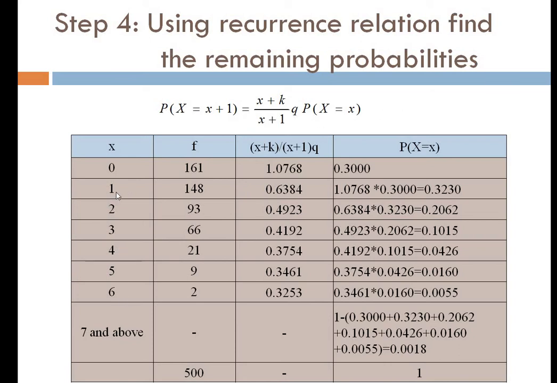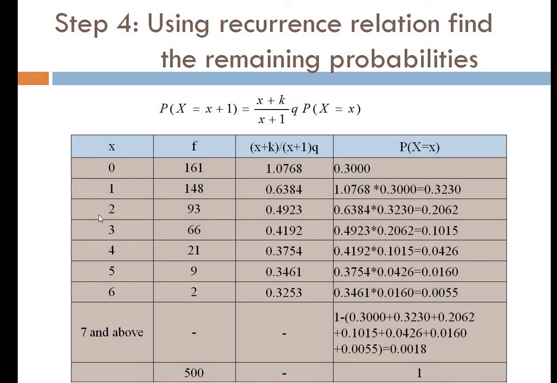So in order to obtain probability of x equal to 1, we have to substitute x equal to 0 in this relation. That is probability of x equal to 0 plus 1, that is 1, equal to, for x equal to 0, in this quantity we get this, into probability of x equal to 0 is this. Simply probability of x equal to 1 is multiplication of this and this, that is 1.0768 into 0.3, we get 0.3230. So this is probability of x equal to 1.